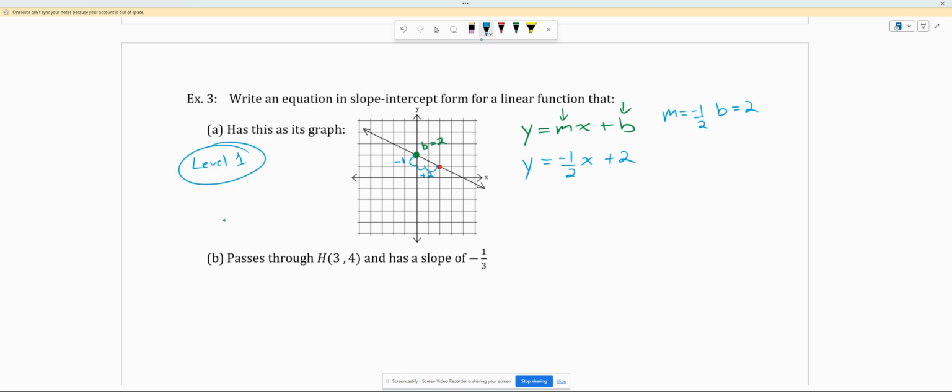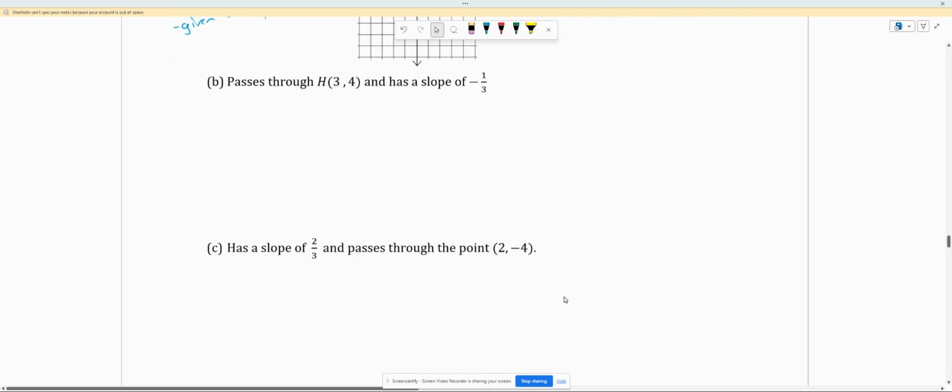Okay, reading it right off the graph, you're essentially given m and b. Okay. Now let's take a look at a level 2 question. Level 2 question, we're given the slope, so here's our m, but we aren't given the b. Okay, so this is going to be a level 2, and we are given m, and we have to find b in order to get our equation.